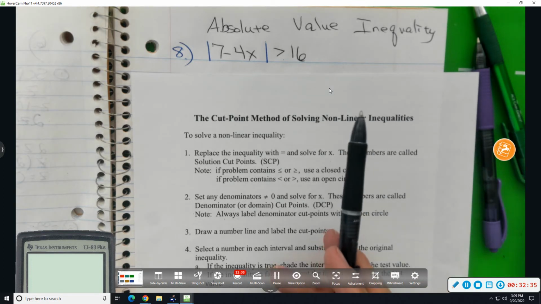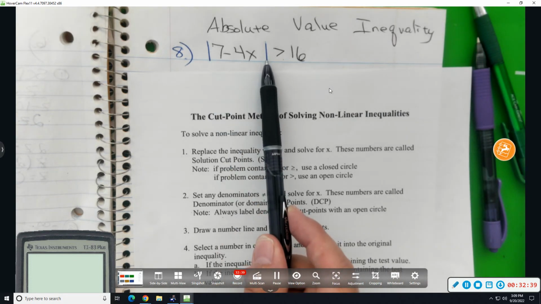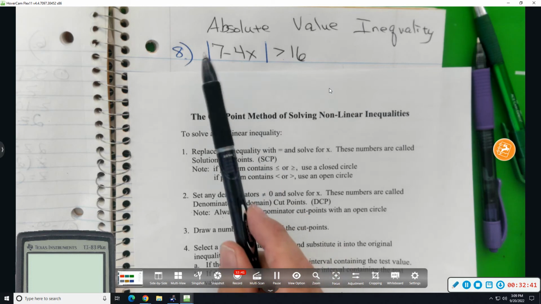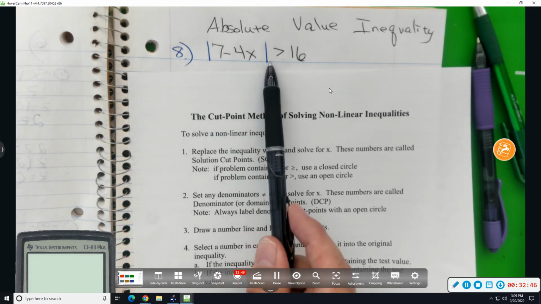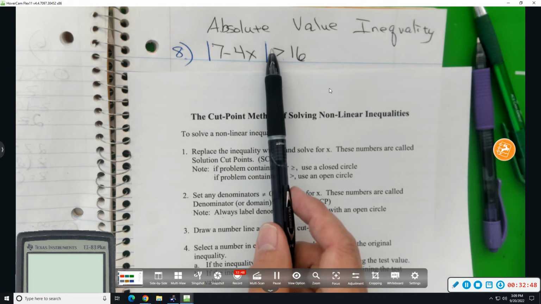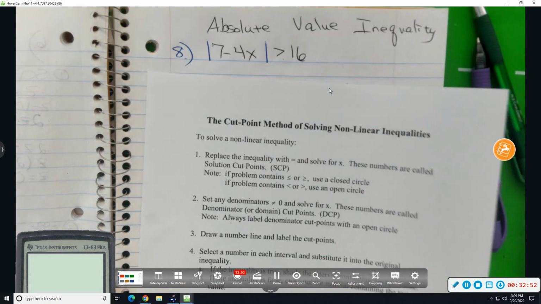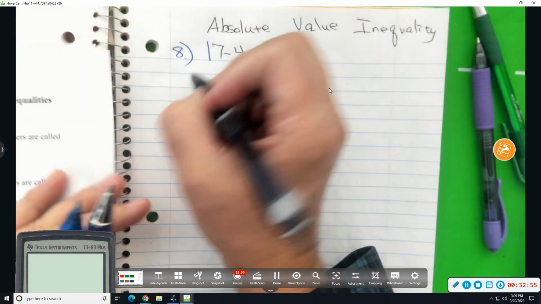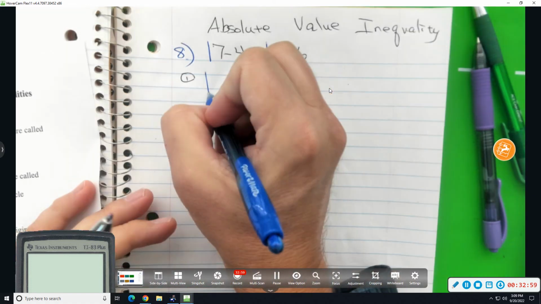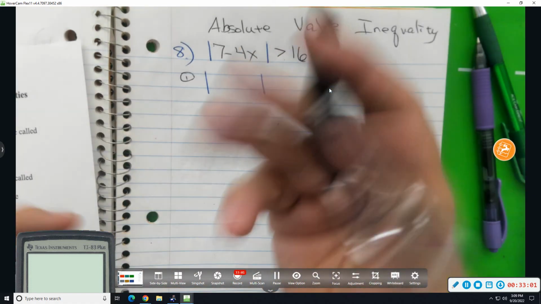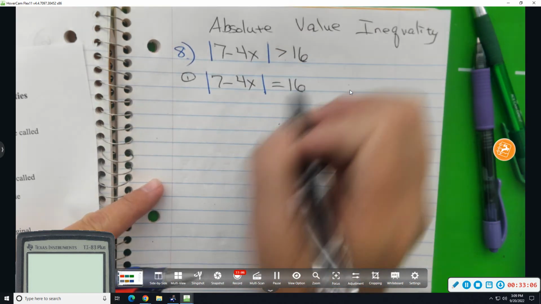Remember, we said you want the absolute value bars isolated before you do anything else. I think the absolute value is already isolated, isn't it? But if it weren't, if there was a plus or a minus there, I'd move that term over. You still want the absolute value isolated. Well, we'll see. So, first step, replace the inequality with an equal to. There.